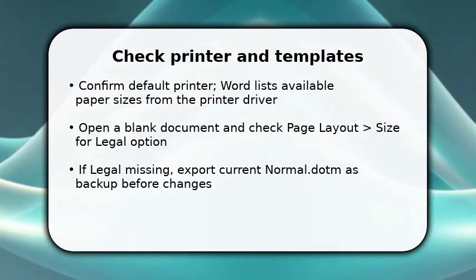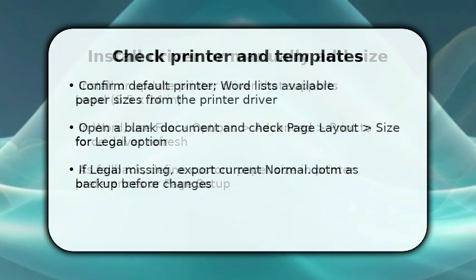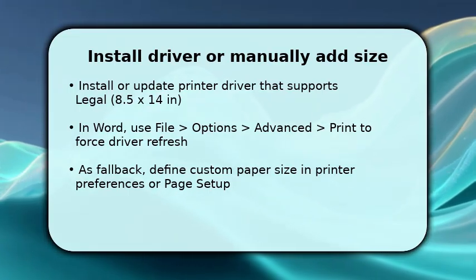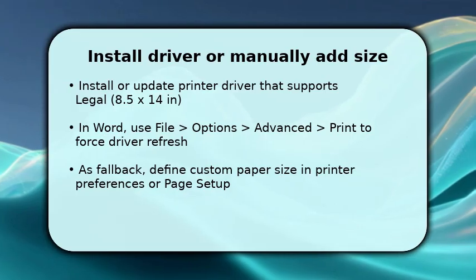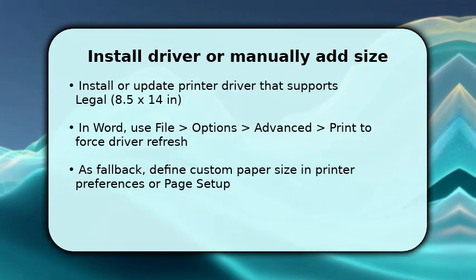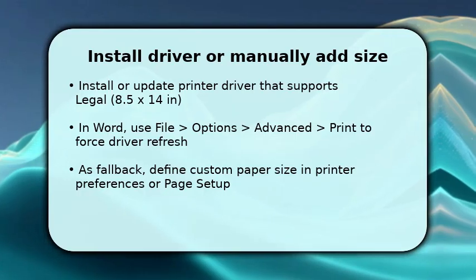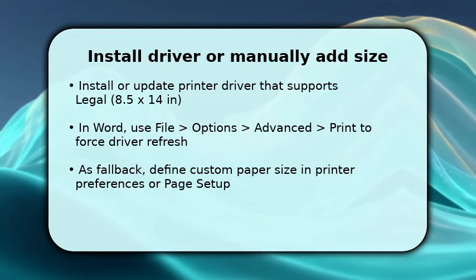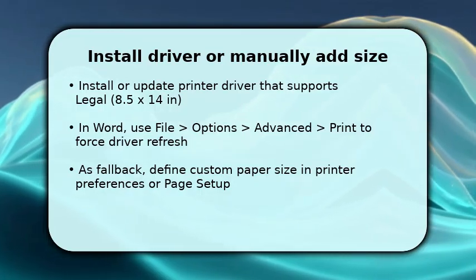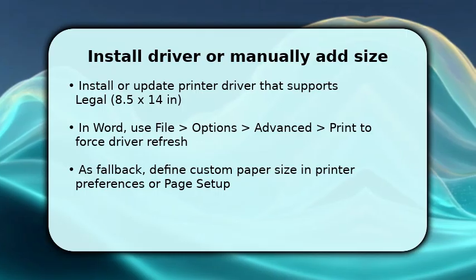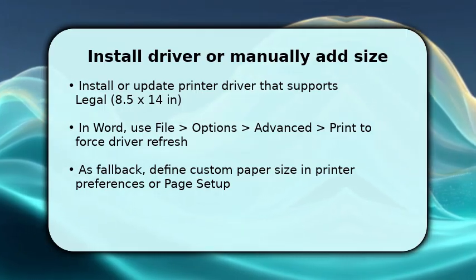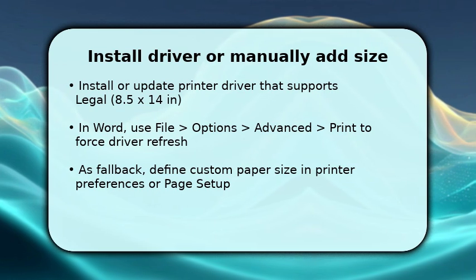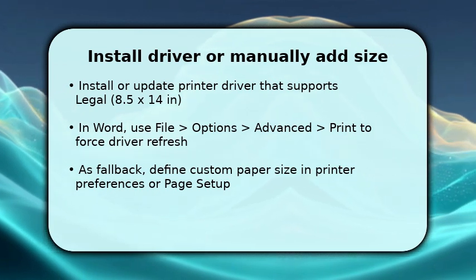You now install or update the printer driver that explicitly supports Legal 8.5 x 14 inches, because Word imports sizes from that driver. After installing, restart Word and use File Options Advanced and toggle print-related settings to force a driver refresh. If a driver fix isn't possible, create a custom paper size in the printer's preferences or directly in Page Setup. This registers legal-like dimensions. Doing this ensures Word recognizes the new size and applies proper margins and pagination.